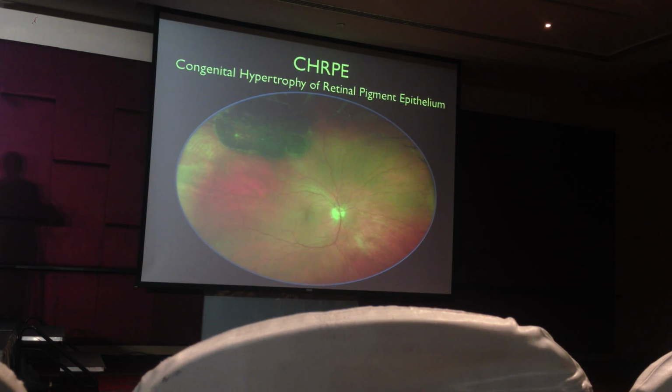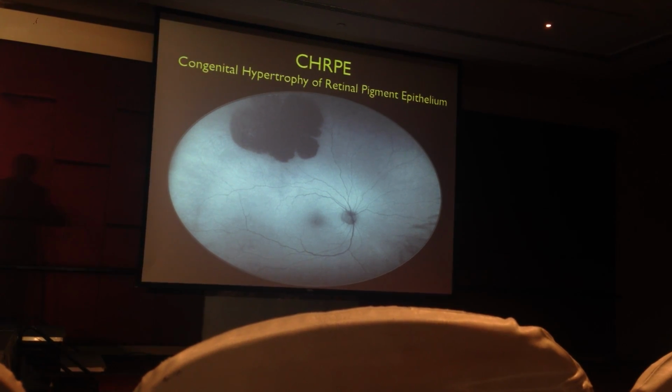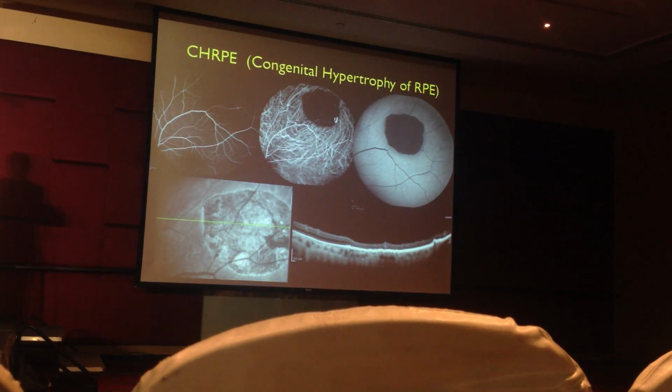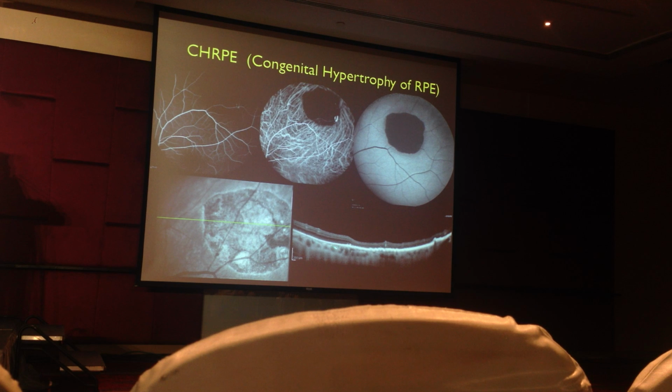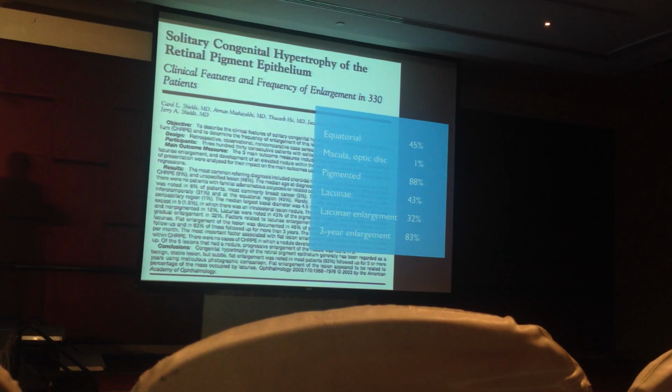CHRPE, or congenital hypertrophy of the RPE, is the second most common in our case series. It's a flat pigmented lesion with a very sharp margin, and on fundus autofluorescence it's completely black, totally different from melanoma. Sometimes they can have lacunae inside the tumor, and it shows as flat on ultrasound. There is blockage on FA and ICG, and on OCT you can see thickening of the RPE, loss of photoreceptors overlying the RPE thickening, and in the area of lacunae, you can find RPE atrophy.